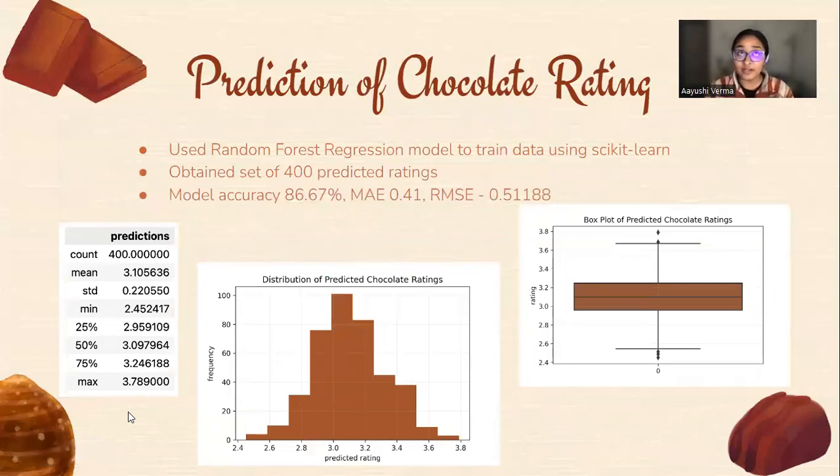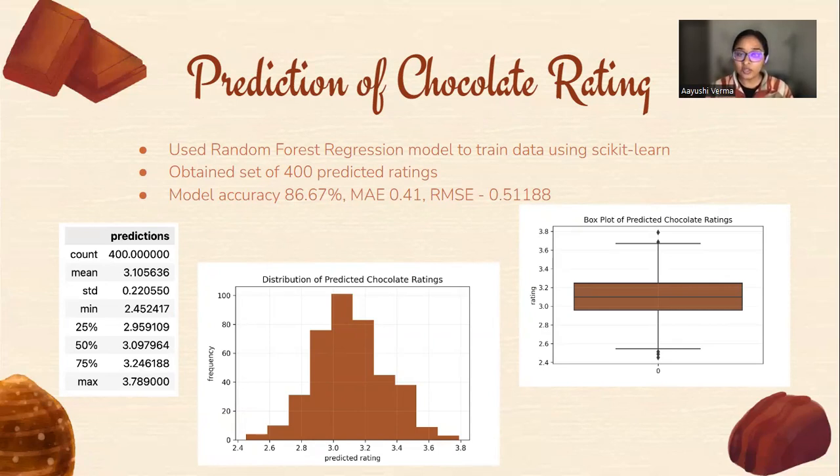Our preliminary analysis included testing out various models on this data set in Weka, which is a graphical software. From there, we learned that the random forest regression model gives us the best fit for the data. So that is the model we used to train our data using scikit-learn, and we tested it on the test data that was provided to us, which had about 400 data points.